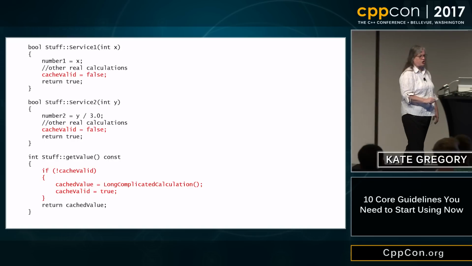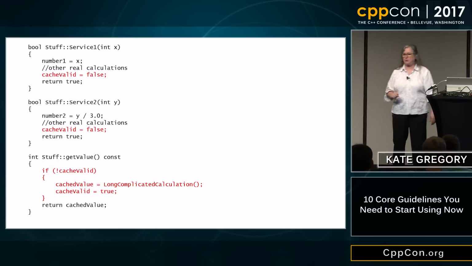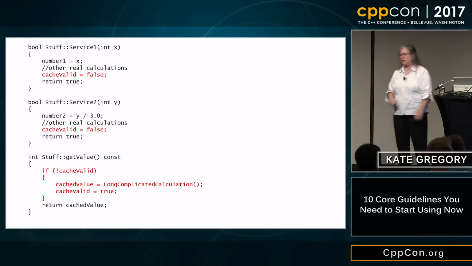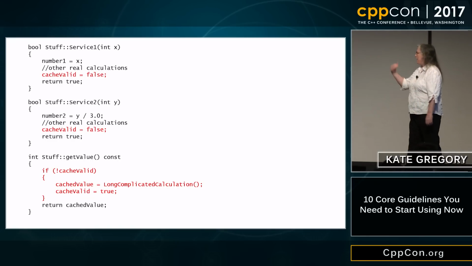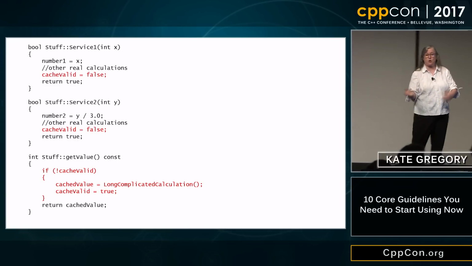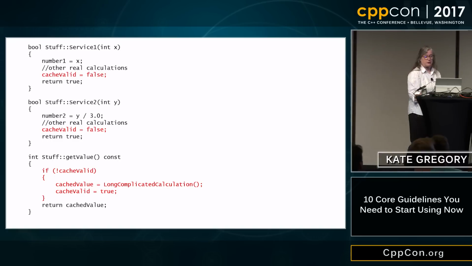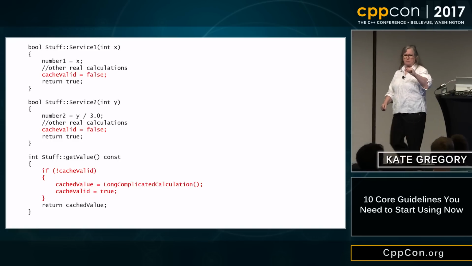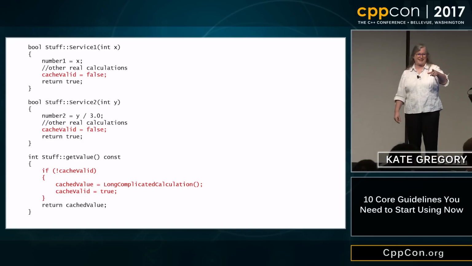So if you want to change number 1, that means the cached value is no good anymore. You want to change number 2, that also means the cached value is no good anymore, but we're not going to do the calculation. And then when somebody wants the value, well, do I have a good cache? No, okay, I'll do the calculation. So that's fine. It's good code. Small problem with it. Anyone see the small problem with this code?